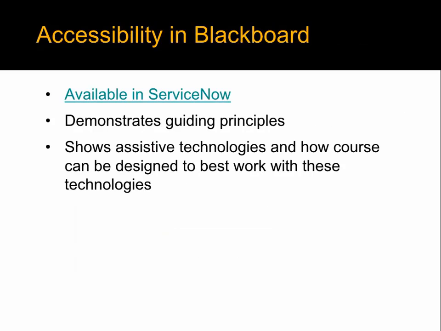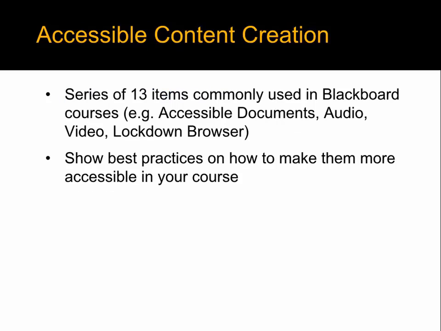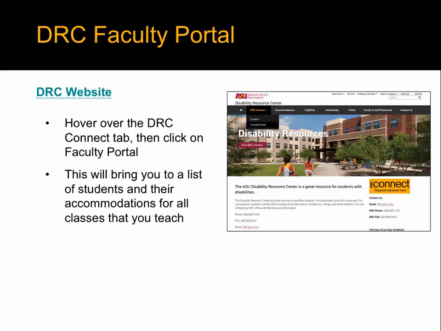Accessibility in Blackboard will show you the guiding principles when it comes to accessibility, as well as what assistive technologies are and what they do. It also demonstrates how your courses can be designed to best work with these technologies. Accessible content creation will show you a series of 13 items that are commonly used in Blackboard courses. For each item, like accessible documents or videos, it will show you the best practices on how to make these items more accessible in your Blackboard course. As always, you can reach out to me or any Blackboard team member for more information, and we'll be sure to advise you when any new knowledge articles are created.